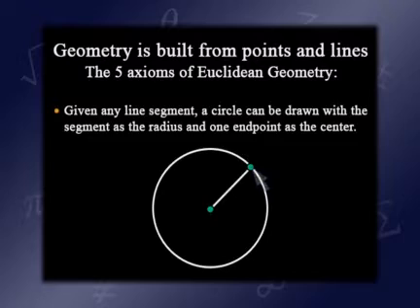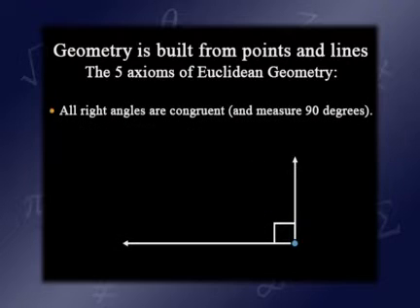The 4th axiom says that all right angles are congruent and measure 90 degrees. So anytime you see 2 perpendicular lines meeting, then they're meeting at an angle of 90 degrees. The number 90 is somewhat arbitrary, but that's what we use.